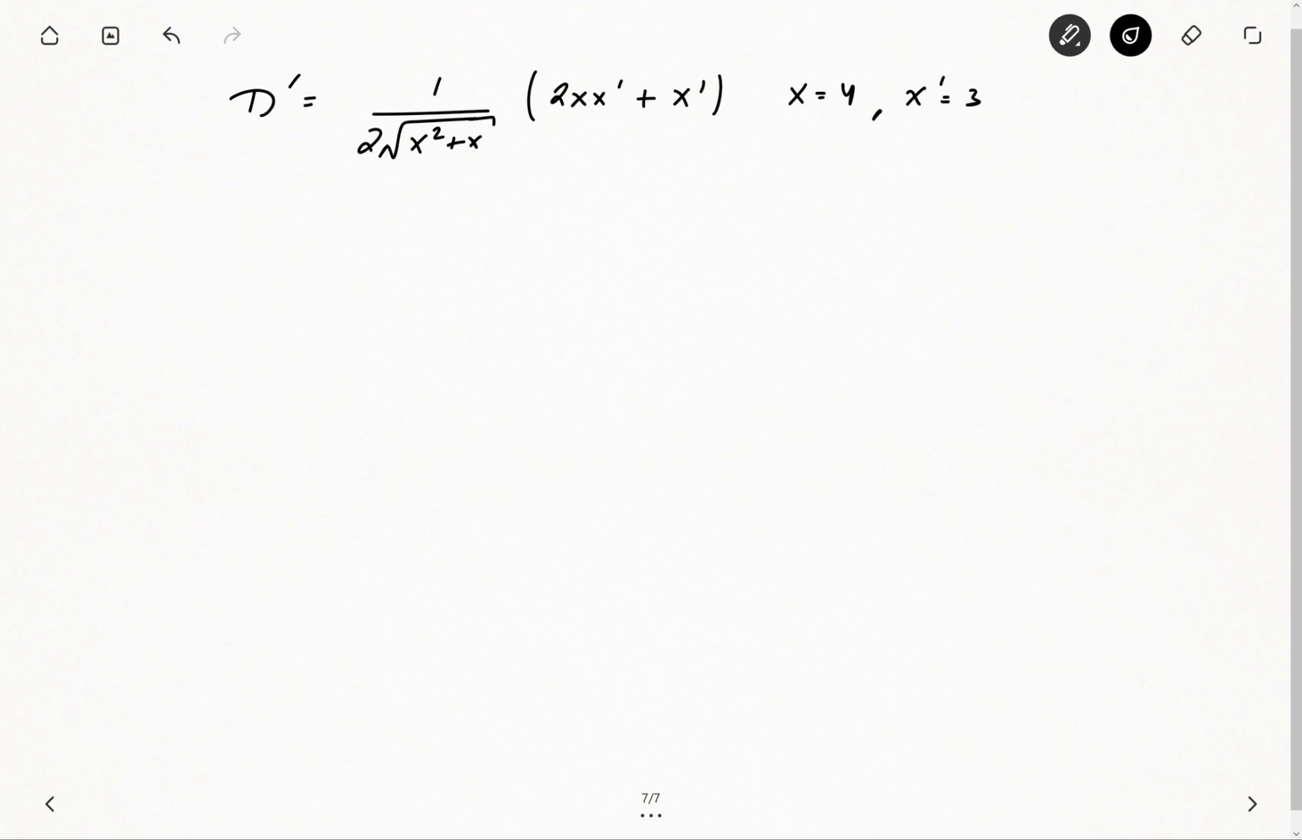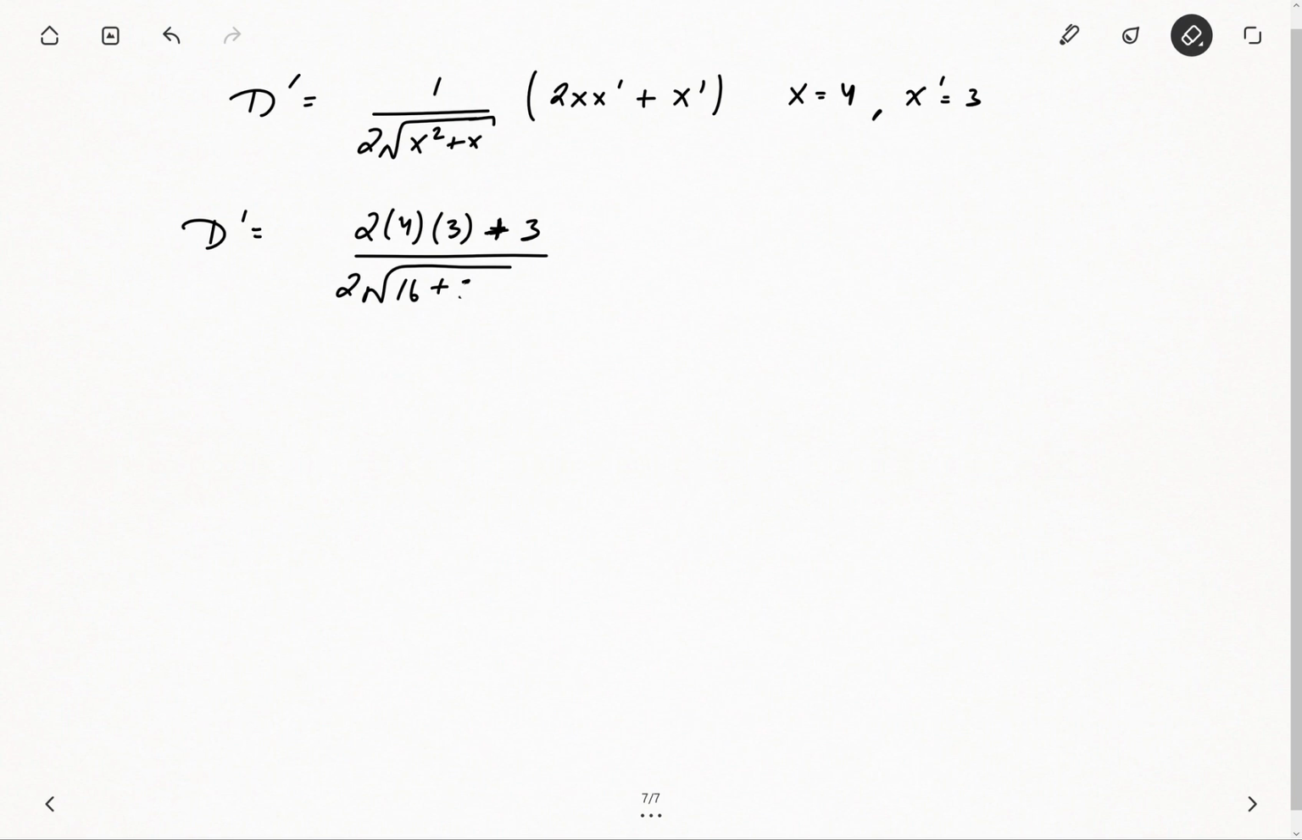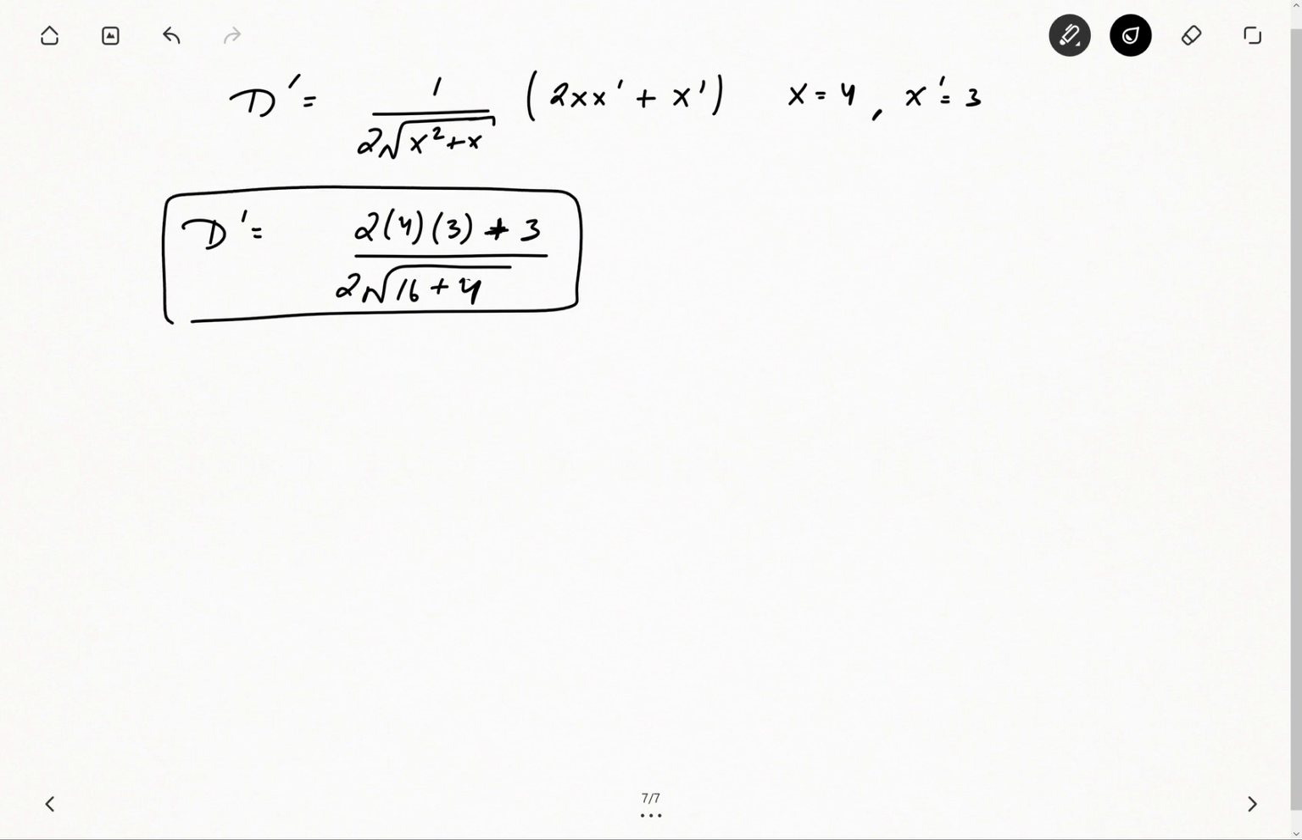So we say clearly the distance prime is just going to be 2 times 4 times 3 plus 3, over 2 times square root of x squared, that's 16, plus 3. No, plus 4, my bad. And that's it. That's the final answer.